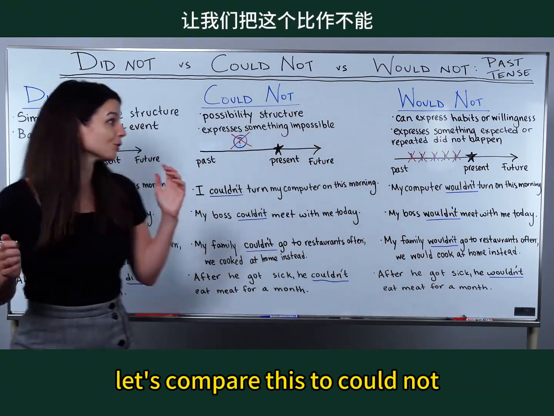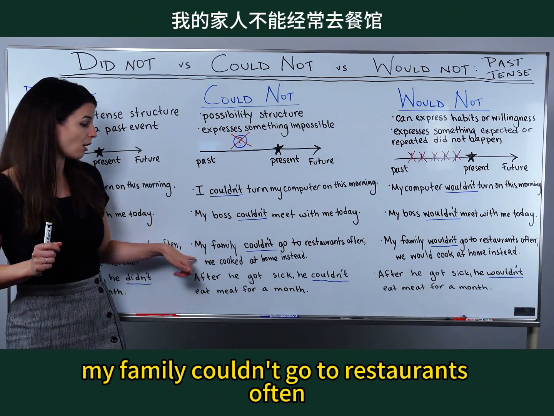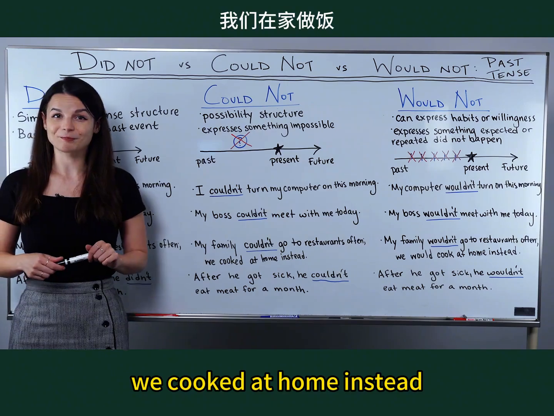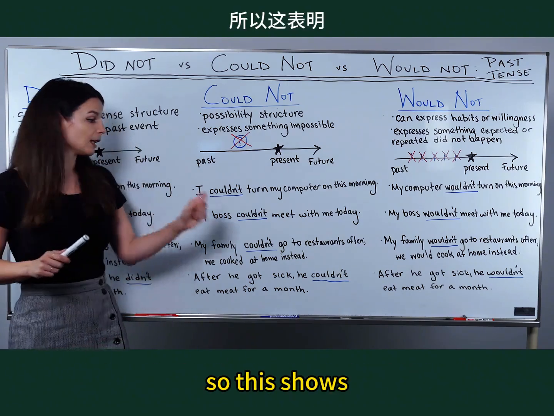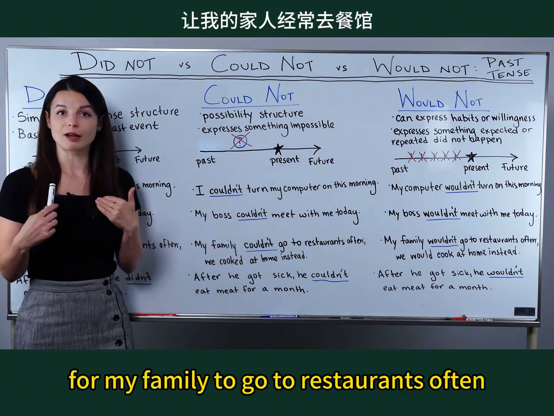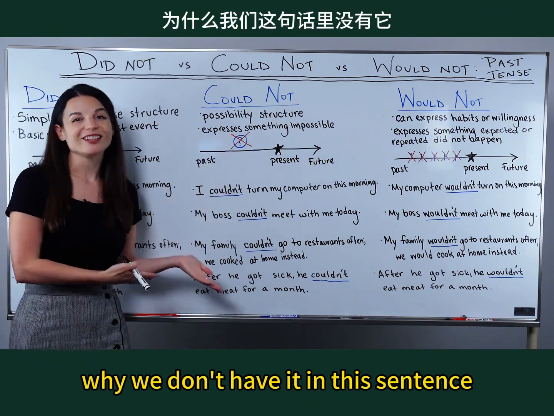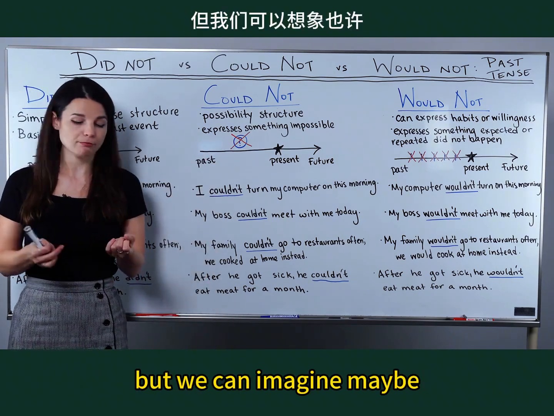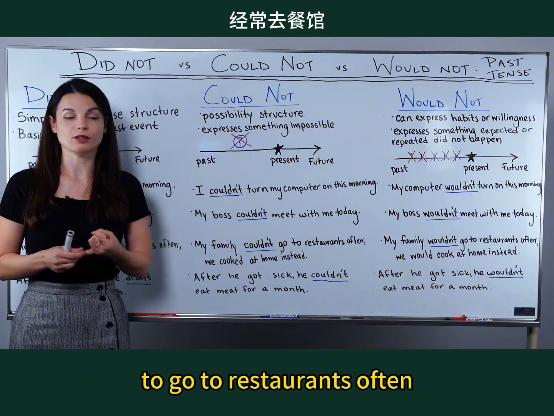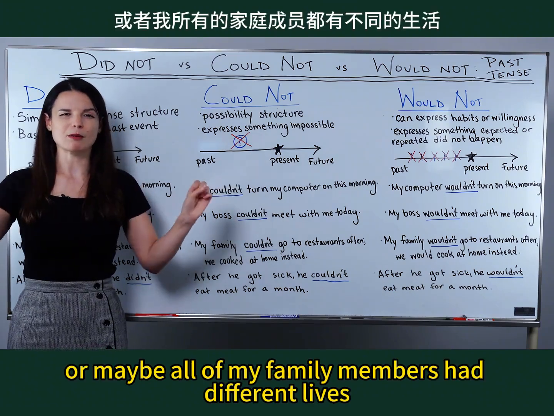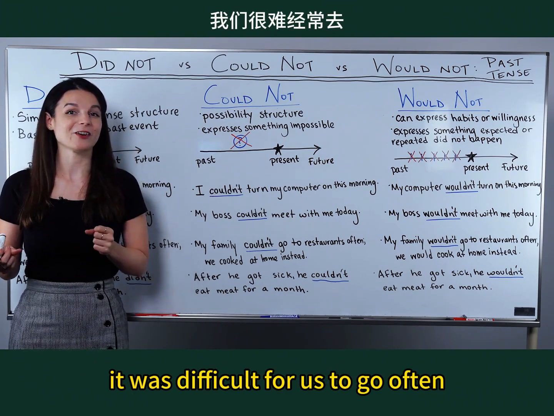Let's compare this to could not. My family couldn't go to restaurants often. We cooked at home instead. So this shows it was impossible for my family to go to restaurants often. Why? We don't have it in this sentence, but we can imagine maybe my family didn't have enough money to go to restaurants often, or maybe all of my family members had different lives and different jobs. It was difficult for us to go often.